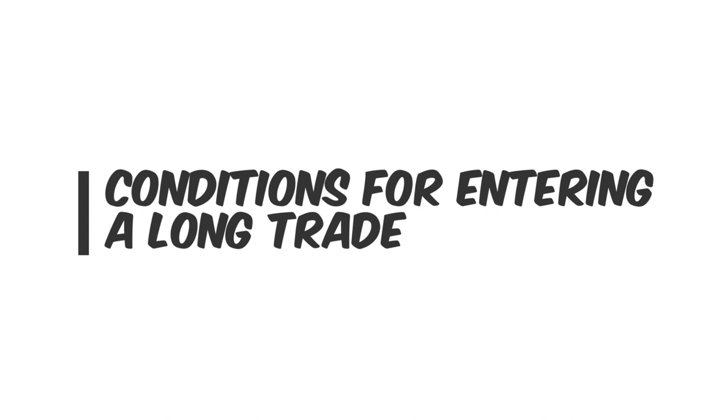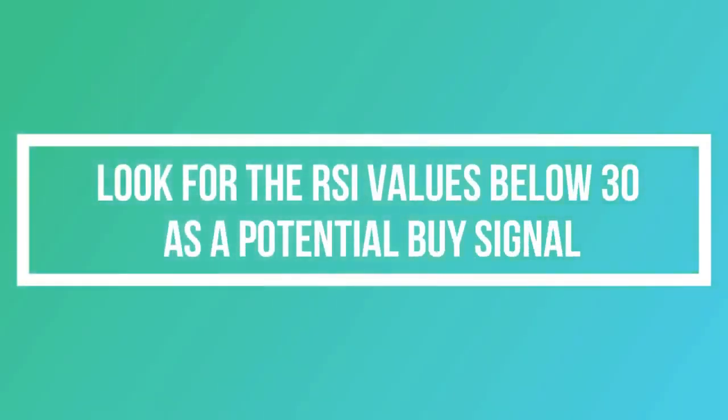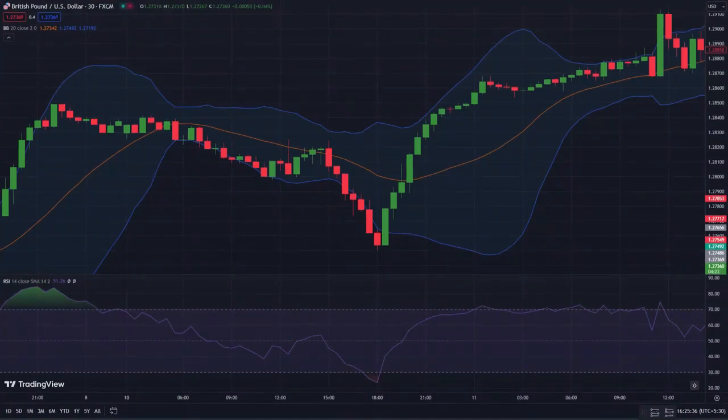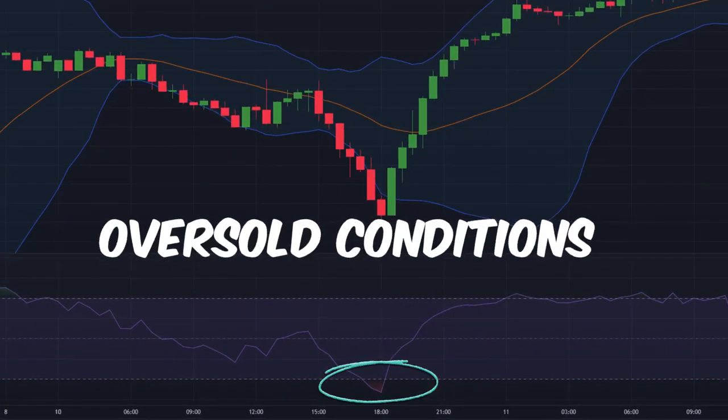Now let's understand the conditions for entering a long trade. Entering a long position is the exact opposite of entering a short position. First, look for RSI values below 30 as a potential buy signal, indicating oversold conditions. Take a look at this chart. Here the RSI value is below the 30 level, indicating oversold conditions.